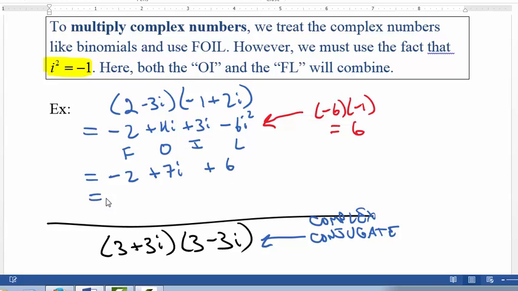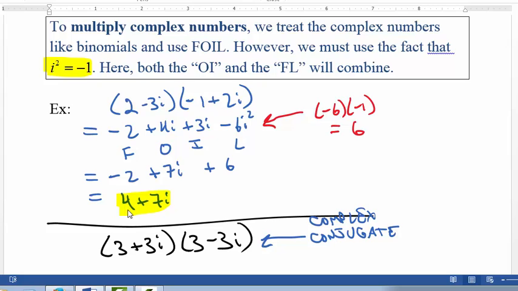So not only do the two middle terms combine, also the first and the last terms combine. So -2 plus 6 is going to give me 4, and then my result would be 4 plus 7i. All right, so that's really the thing that you have to keep in mind with the multiplication of imaginary numbers: you're going to actually get two pairs of terms that are going to combine.